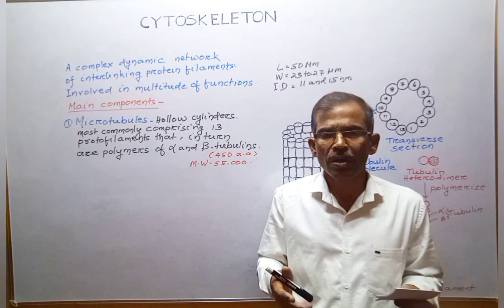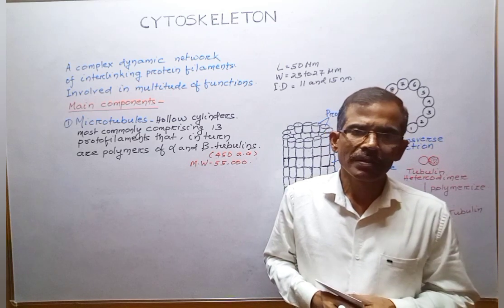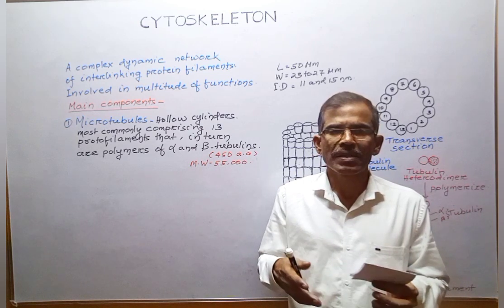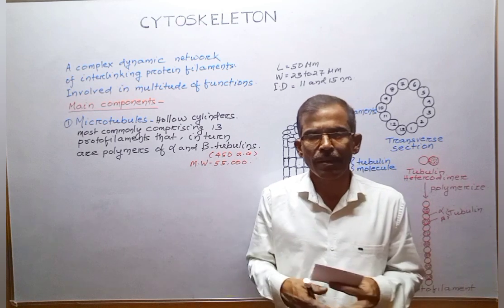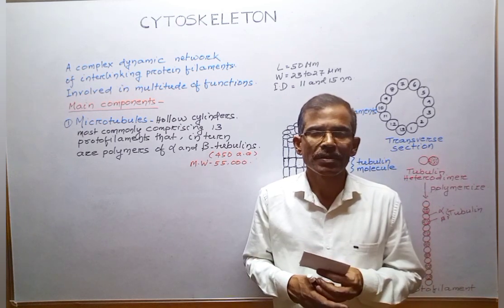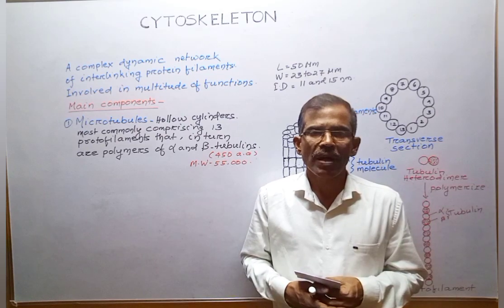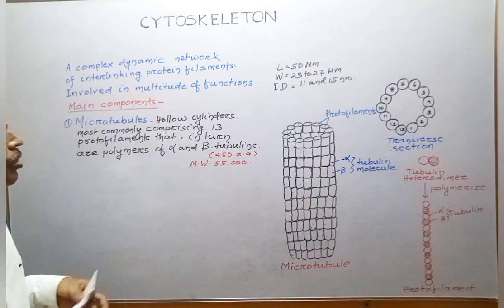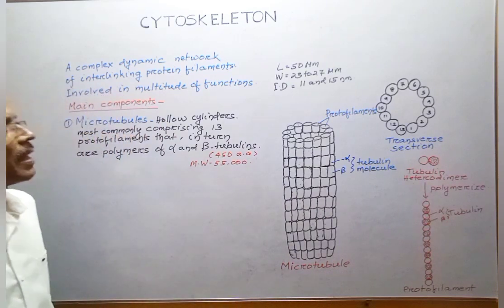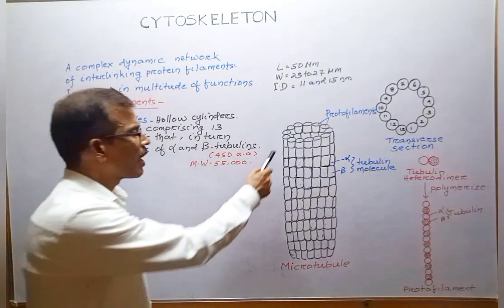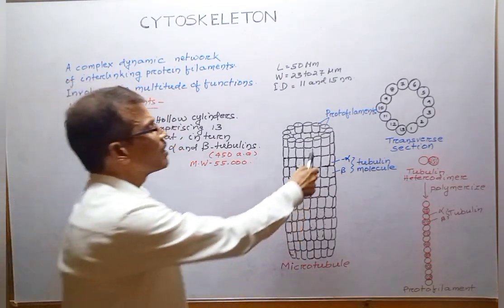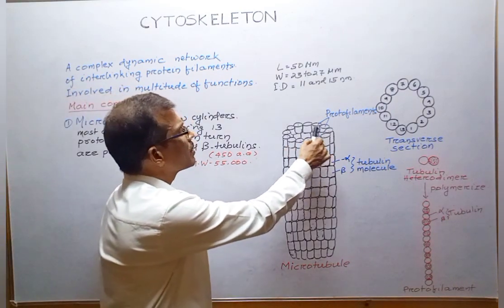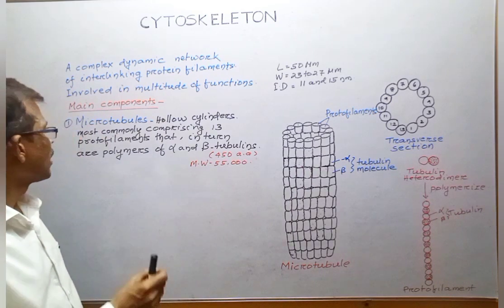globular protein called tubulin. Like actin filaments, microtubules are dynamic structures that can undergo continual assembly and disassembly within the cell. And also like actin filaments, they are polar structure having a fast growing plus end and a slow growing minus end. Microtubules are hollow cylinders, and each microtubule can be as long as 50 micrometer and as wide as 23 to 27 nanometer. The internal diameter is between 11 and 15 nanometer.